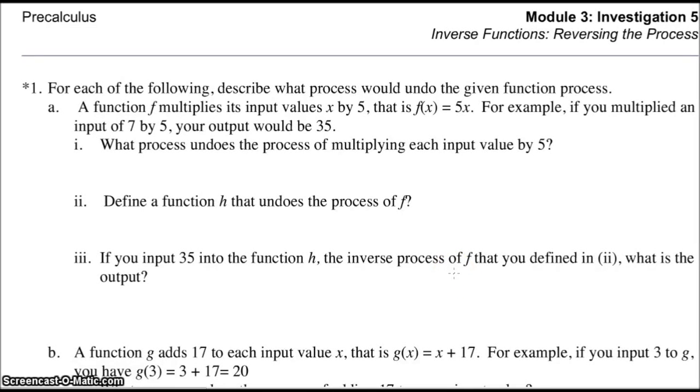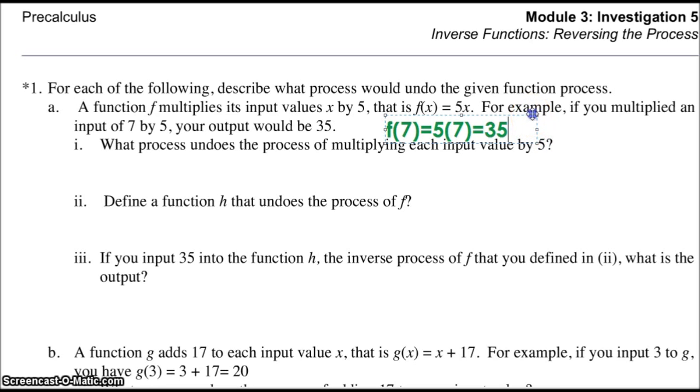Module 3, Investigation 5, Inverse Functions, Reversing the Process. Number 1. For each of the following, describe what process would undo the given function process. So a function f multiplies its input values x by 5. That is, f of x is 5 times x. For example, if you multiplied an input of 7 by 5, your output would be 35.